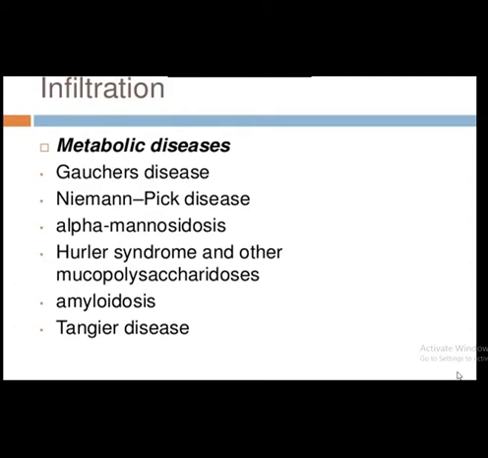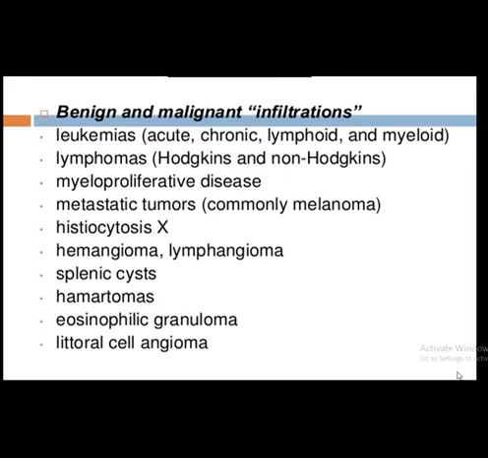Metabolic diseases like infiltration due to Gaucher's disease, Niemann-Pick disease, alpha mannosidosis, Hurler's syndrome, amyloidosis, and Tangier disease. Benign and malignant infiltrations: leukemias, acute, chronic, lymphoid and myeloid, lymphomas, Hodgkin's, non-Hodgkin's, myeloproliferative diseases, metastatic tumors, commonly melanomas, histiocytosis, hemangiomas, lymphangioma, splenic cyst, hematomas, eosinophilic granuloma, and littoral cell angioma. So these are different conditions which can lead to the infiltration of the spleen.